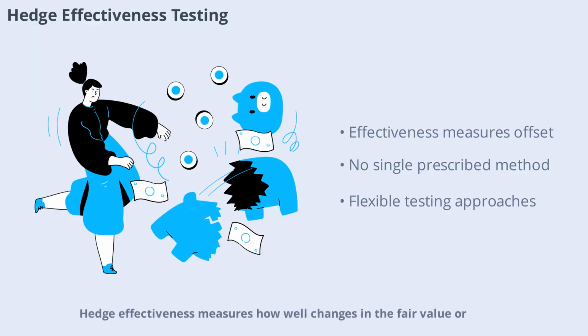Hedge effectiveness measures how well changes in the fair value or cash flows of the hedged item are offset by the hedging instrument. The ICAI guidance does not prescribe a single method for testing effectiveness. Entities can use methods like critical terms match, dollar offset, or regression analysis, depending on their specific risk management objectives. This flexibility allows each entity to choose the most appropriate approach for its circumstances.